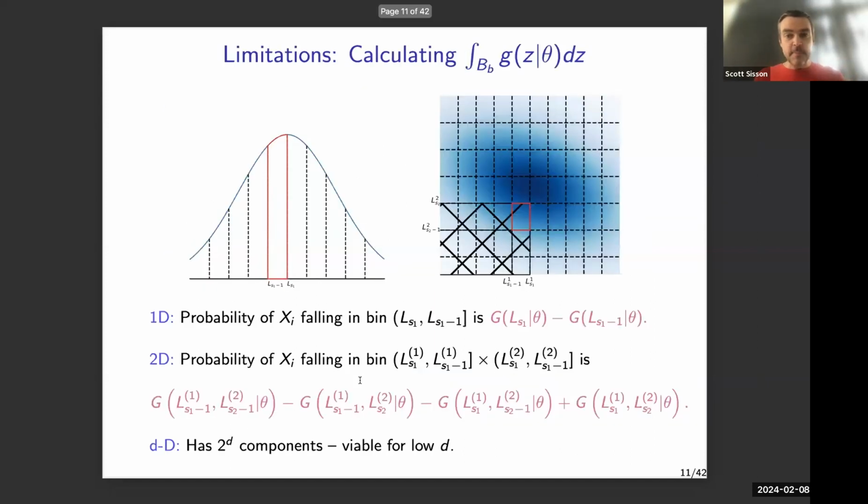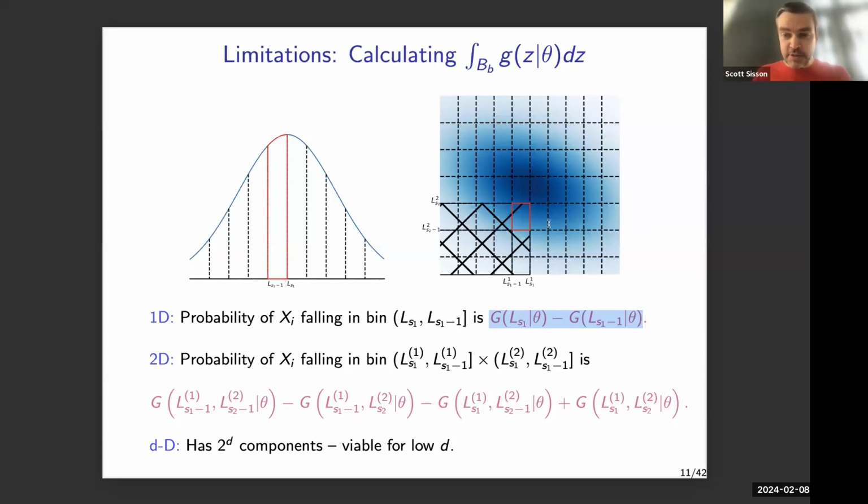Let's talk for a minute just about how to get this integral, because our likelihood has lots of these integrals in it. When we're in one dimension, we want to say, under our density, which is this curve here, what's the probability that a data point falls in this bin? Well, it's just the difference of two CDFs of my model. And if that's available in closed form, that's very easy to do.